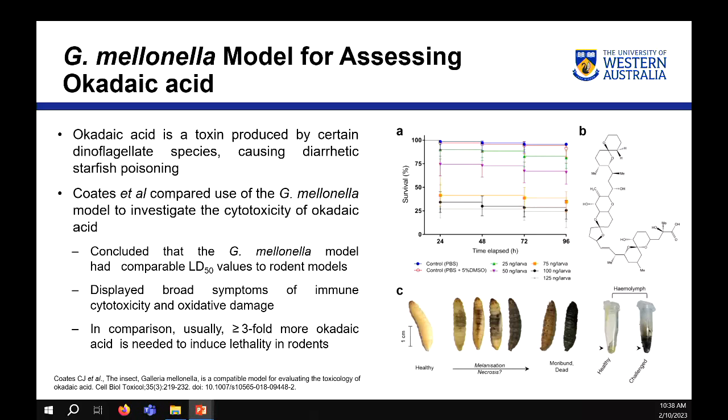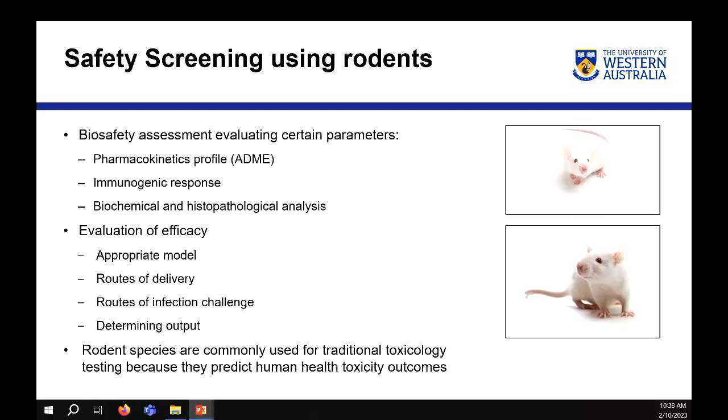And the conclusions were that using the Galleria model, it was comparable to LD50. LD50s are lethal doses, so 50% lethal dose. In rodent models, they display broad symptoms of immune cytotoxicity and oxidative damage, and you can see that's here. So here, this is moribund Galleria, but you can see that these Galleria are undergoing some stress, and the drugs are having an effect. And so it looks like you could use Galleria mellonella to look at cytotoxicity. But ultimately, you still have to go and have a look in rodents.